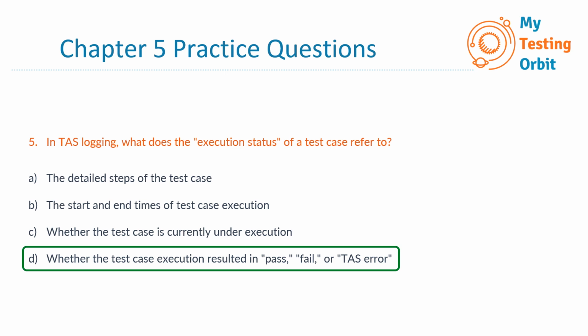Then option C, whether the test case is currently under execution. The execution status typically indicates the outcome of the test case after it has been executed, not whether it is currently being executed. It is a retrospective assessment of the test case result.